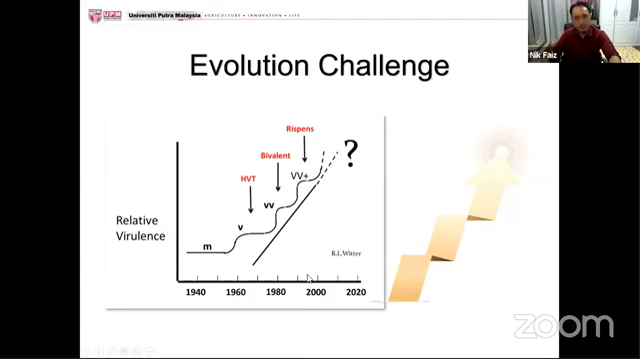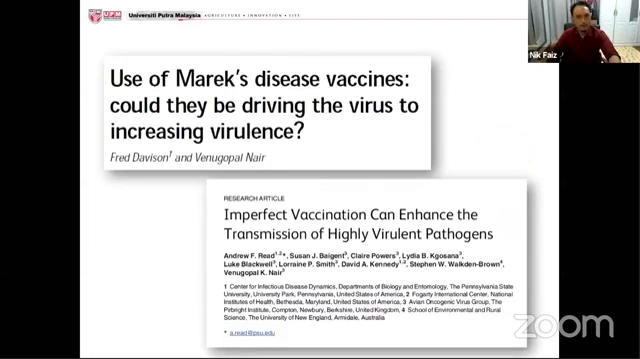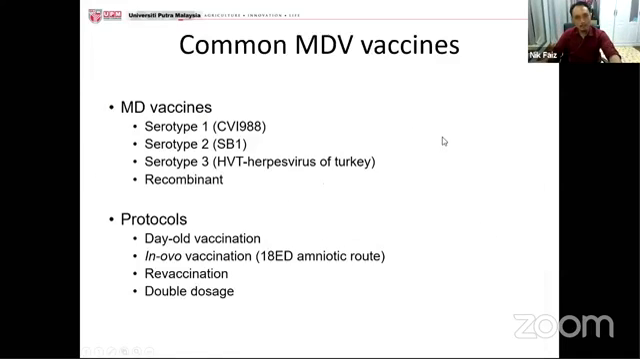And now we are not sure whether these diseases are evolving further or not. Some studies have suggested that maybe the use of vaccine itself is driving the virus to become more virulent. This is something that has been discussed before.